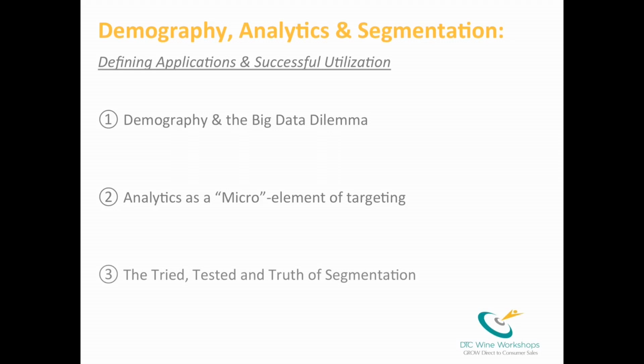Why I use the term tried, tested, and truth of segmentation is that most things about all of us are already known in such an intimate and detailed way. Everything about what we do, what we're most likely to consume, what we like, where we like to shop, what we like to read, and who and where we like to spend our time is known in such a sophisticated way that micro elements of measurement by way of web analytics are like a cherry on top of information that we already have access to.